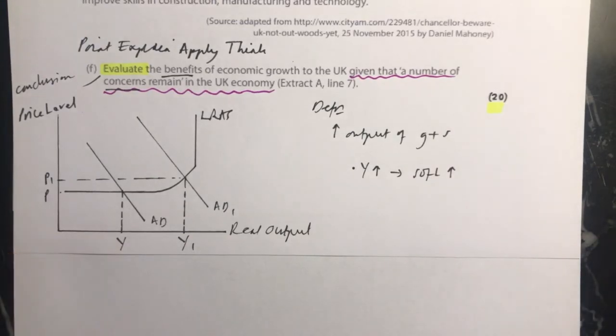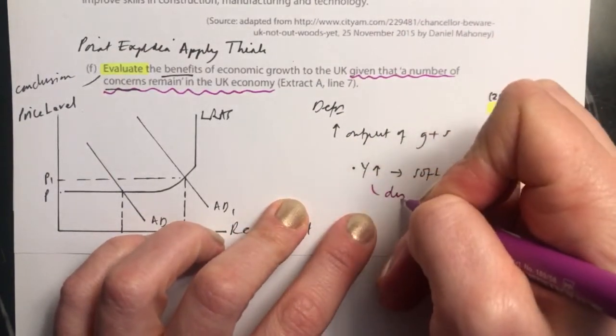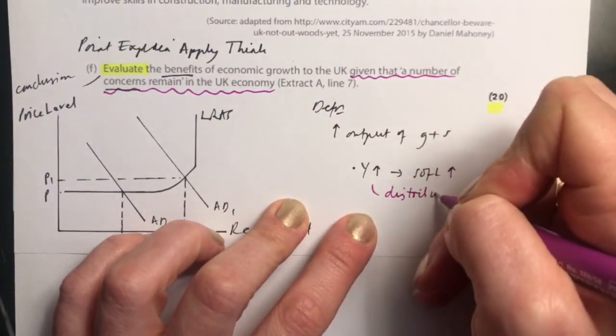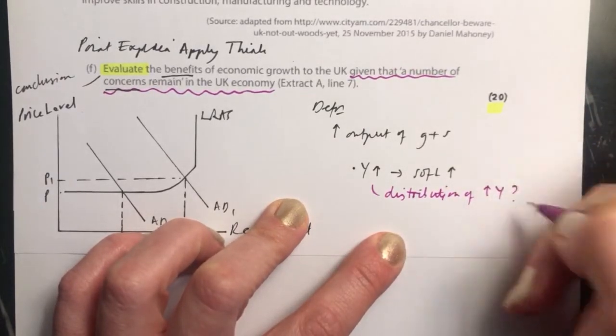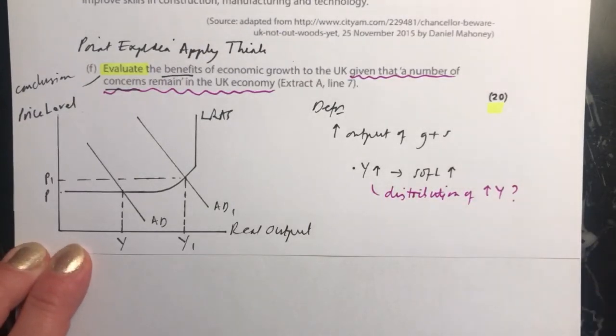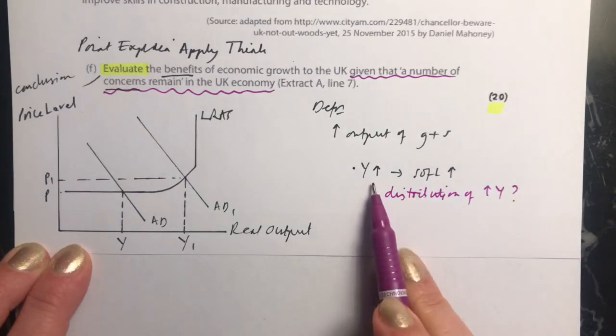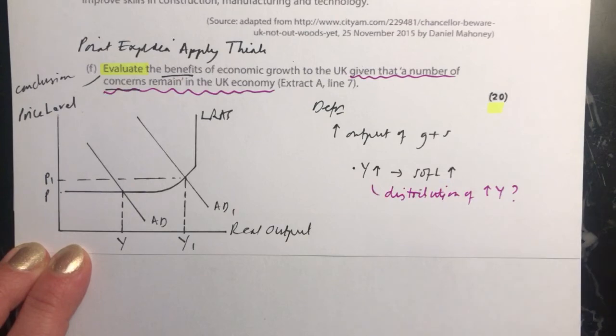A way that you could evaluate that point would be to say that the distribution of the increased income may not be done evenly. Some people might benefit much more from the increase in income than others. You could also there talk about, for example, the people who own companies, because they will probably be getting more out of this economic growth than the people who are just receiving an income from the business as an employee.